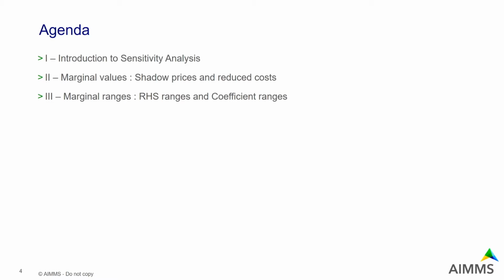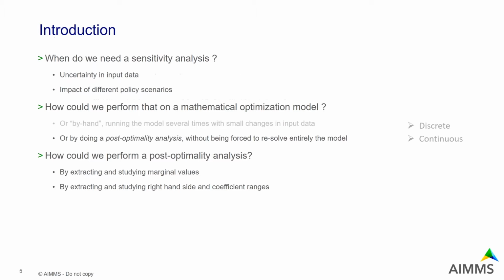The second part will deal with the marginal values, which means shadow price and reduced costs. So how can you extract them and how can you plot them in AIMMS. And the third part will deal with the right-hand side ranges and coefficient ranges in AIMMS.